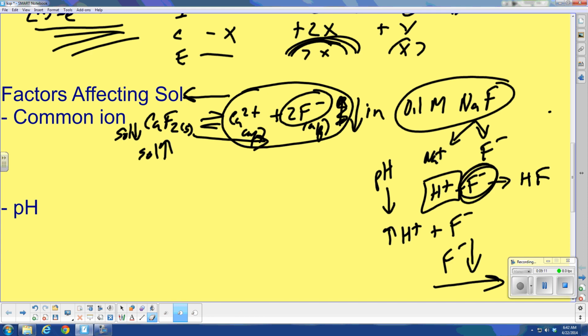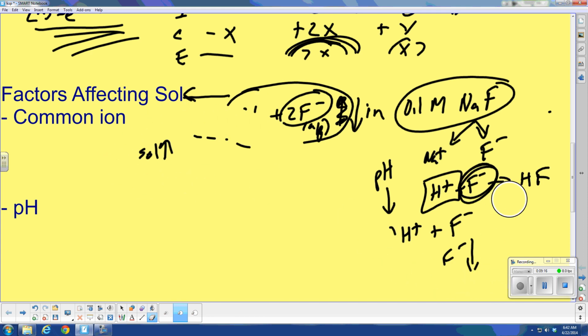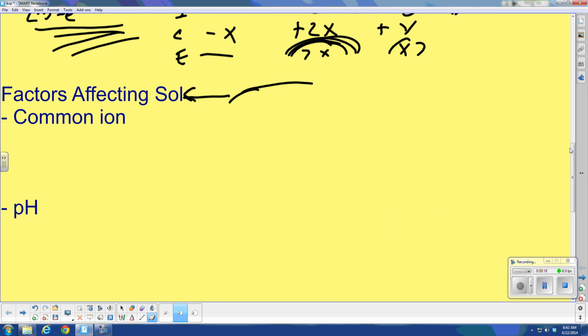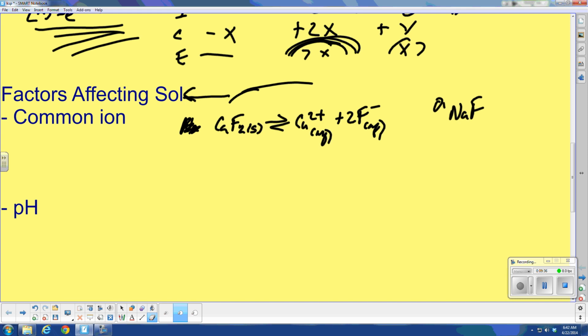Okay, let's try to talk about this with some numbers. Let's talk about this quantitatively. All right, so let's go back to our calcium fluoride. Going to calcium 2 plus and 2 fluorides, right? And I know I'm going fast, but I'm assuming this is a review for everyone. And I have sodium fluoride 0.1 molar. Good. And we're going to do our ICE chart.